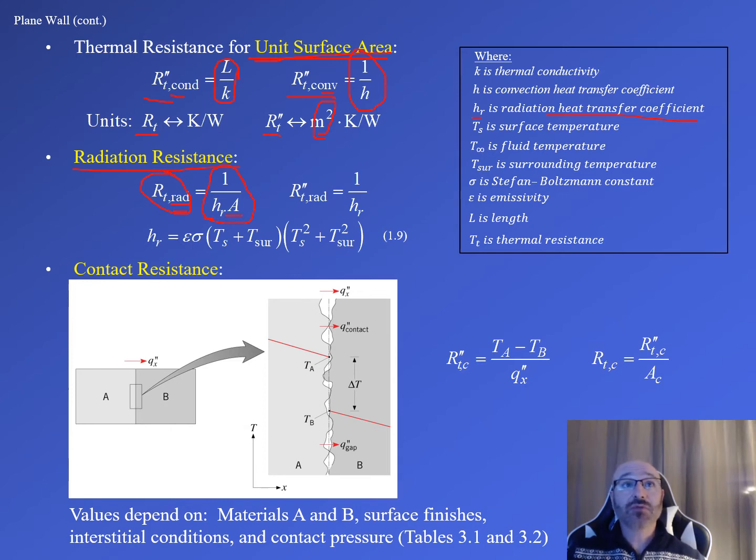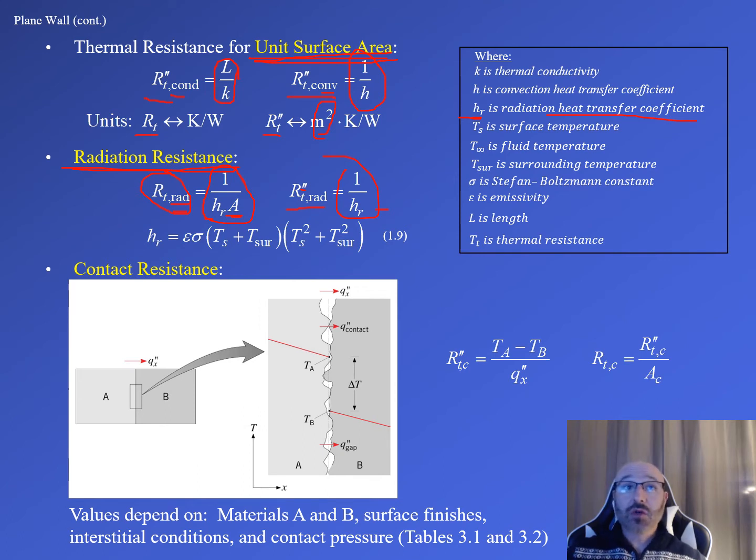If we want to do this for the thermal resistance for radiation, so our radiation resistance for a unit surface area, we now have this relationship here. We have our R sub T double prime, denoting that it's per unit surface area. And this is equal to 1 over our H sub R again, where that H sub R is the radiation heat transfer coefficient, what we know over here. And now again, we notice per unit surface area, we no longer have this A term in our relationship.